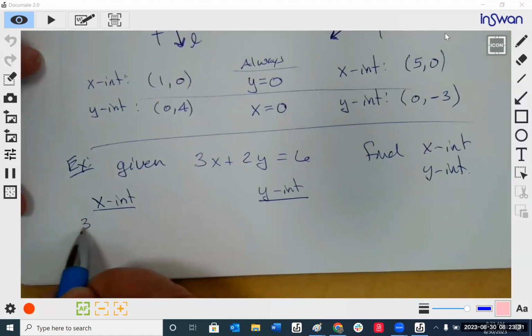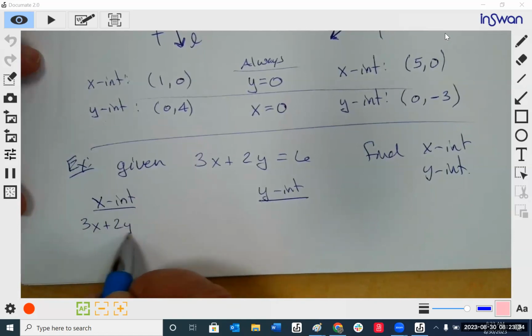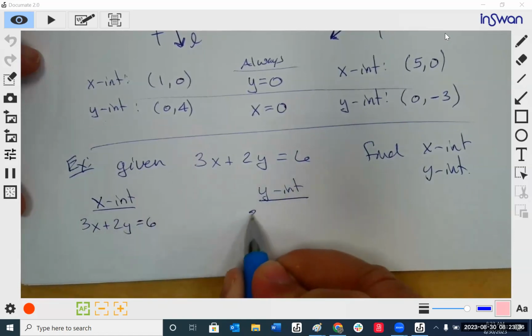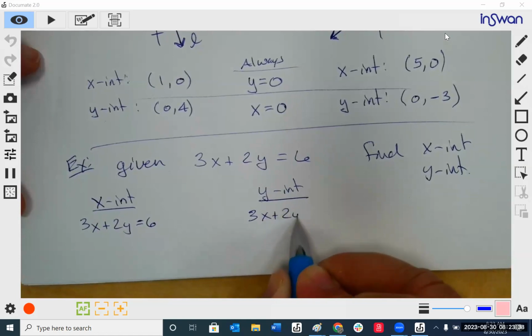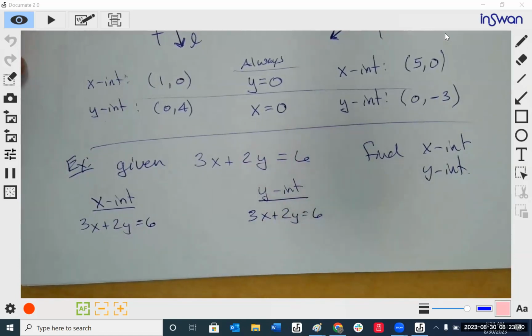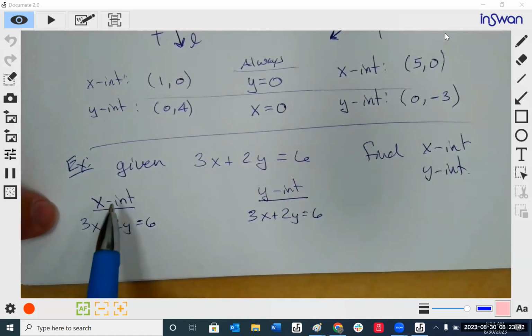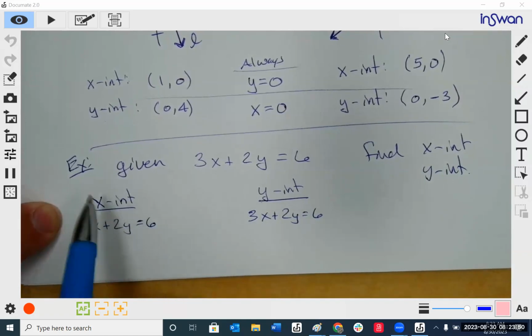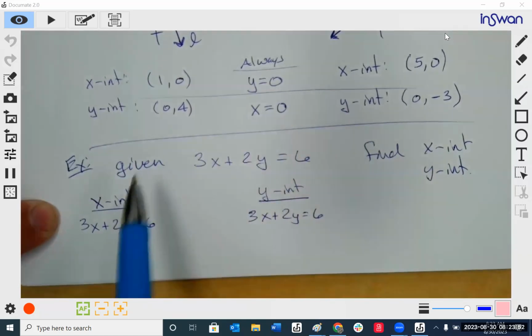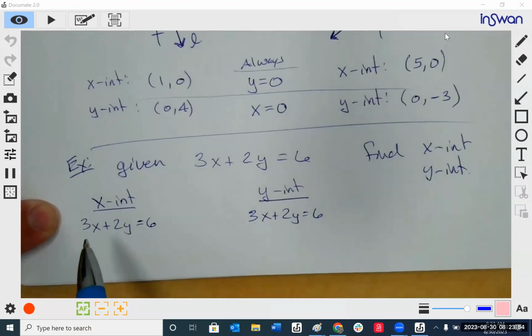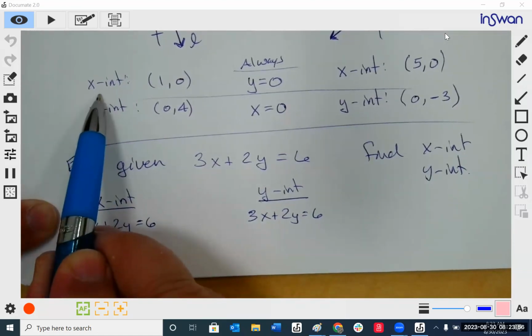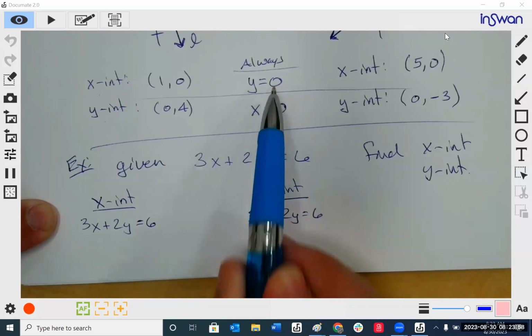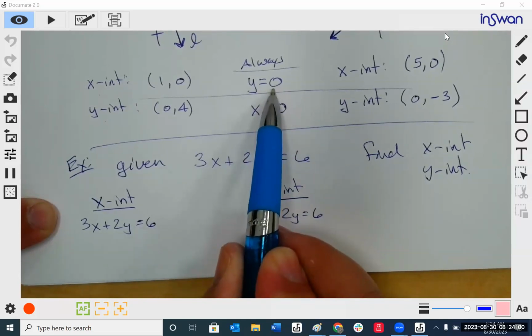I have 3x plus 2y equals 6. To find the x-intercept, what do we have to do first? No, because what did we just talk about up here. To find the x-intercept, what's always true? So the first thing you do is set y equal to 0.